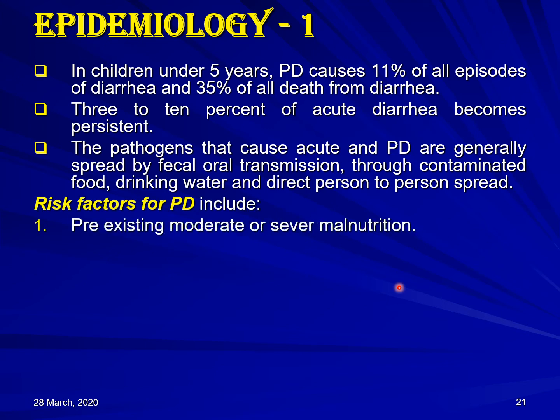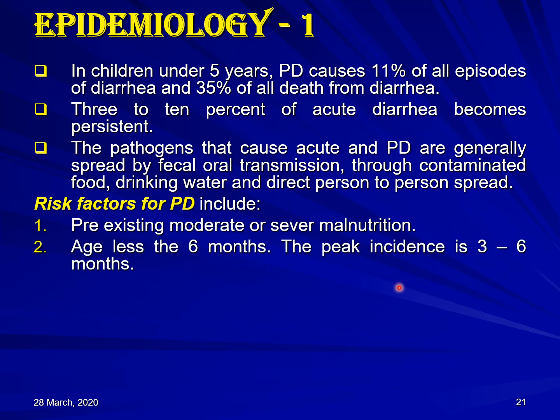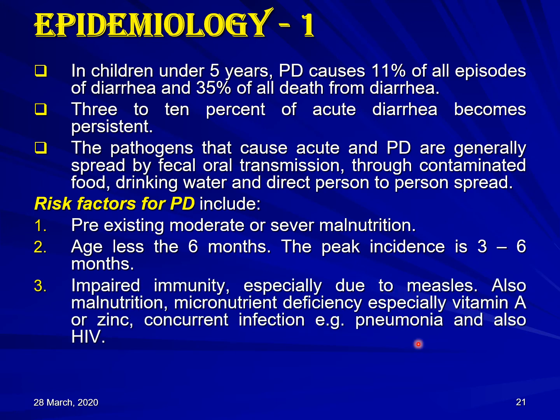Risk factors: which patient with acute diarrhea, or bloody diarrhea, becomes persistent? Pre-existing moderate or severe malnutrition, which we always focus on and talk about. Malnutrition is a very important factor in persistent diarrhea. Age under 12 months, with the peak at 3 to 6 months. Also impaired immunity, especially recent measles during the last 6 weeks. Also micronutrient deficiency, especially vitamin A and zinc, and concurrent infection, pneumonia and HIV in certain areas. Signs of vitamin A deficiency are also a risk factor for persistent diarrhea.